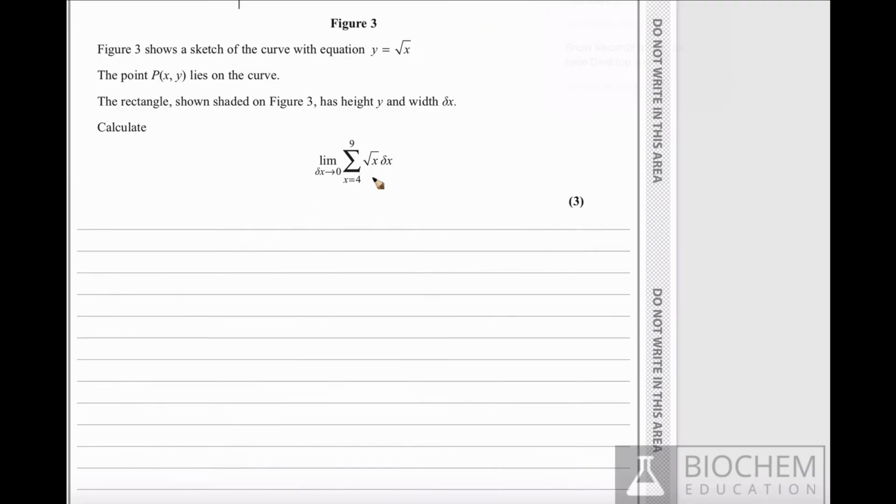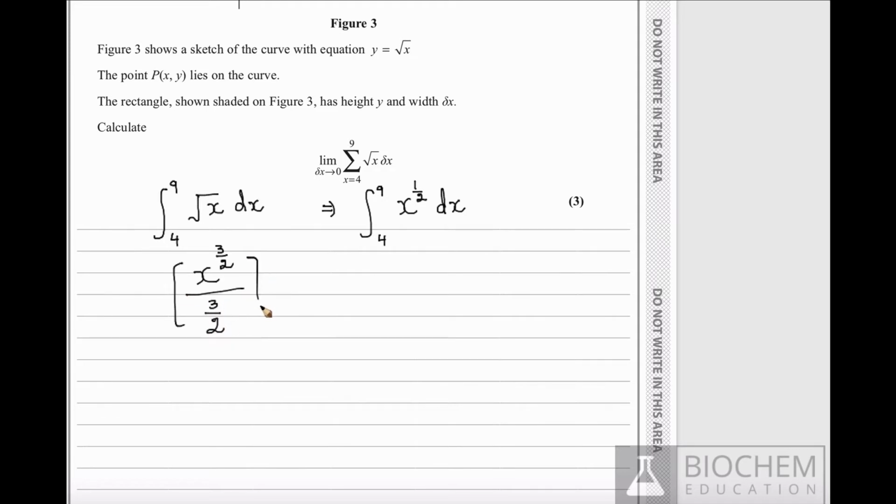In order to calculate the answer to this equation, we will first rewrite this as the integral between the limits of 9 and 4 of square root of x with respect to x. This can also be written as the integral between 9 and 4 of x to the power of 1 over 2 with respect to x. Now, we will integrate x to the power of half, and this will be written as half plus 1, so that will become 3 over 2, divided by 3 over 2, and we will apply the limits 9 to 4.